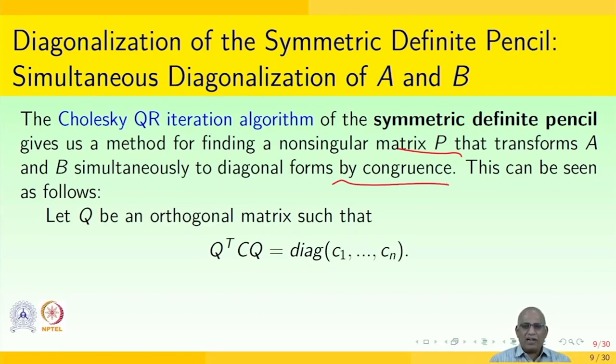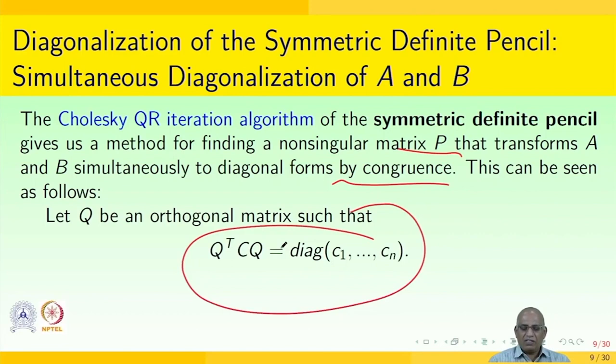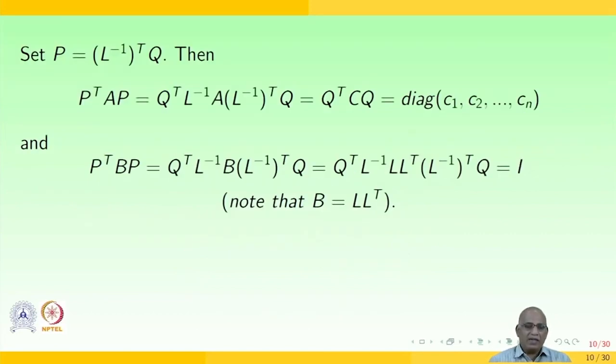Let Q be an orthogonal matrix such that Q transpose CQ is equal to diagonal of C1, C2, C3, ..., Cn. And set P equal to L inverse transpose Q. Then P transpose AP is equal to Q transpose L inverse A L inverse transpose Q, which you can write as Q transpose CQ, which is diagonal of C1, C2, C3, ..., Cn.